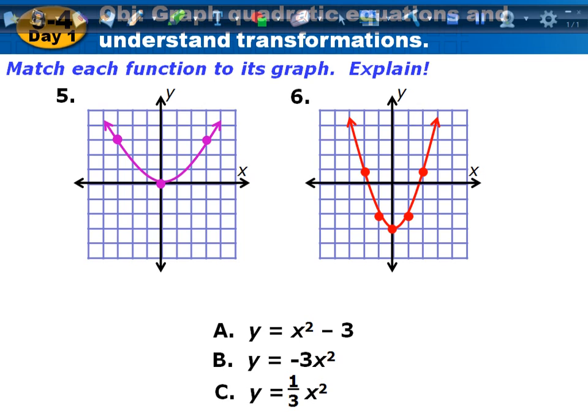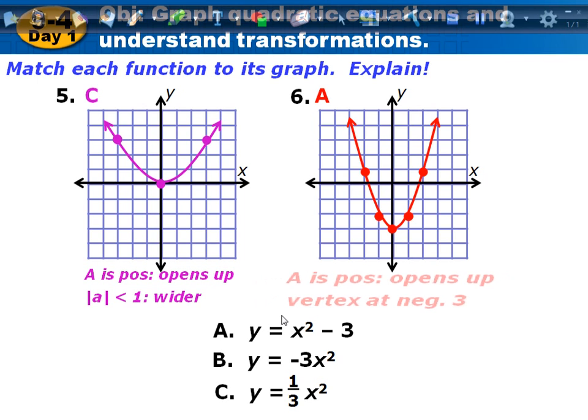All right, let's see if you got it correct. Number 5 should have been C. The reason that it should have been C is it's much wider, and that has the 1/3 in front, which is the fraction. It's not shifted up or down, so it shouldn't have the minus at the end. It's also opening upward, so it shouldn't be negative in front. All right, so for number 6, you should have gotten A, because it's shifted down 3 units, 1, 2, and 3. It's not opening downward, so it would not be B, and it's not wider, so it should not be C.